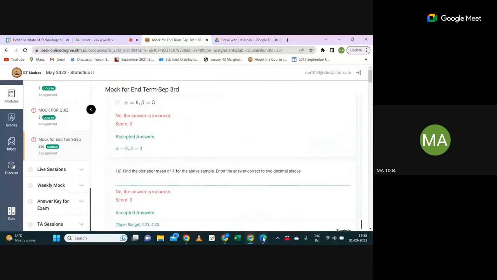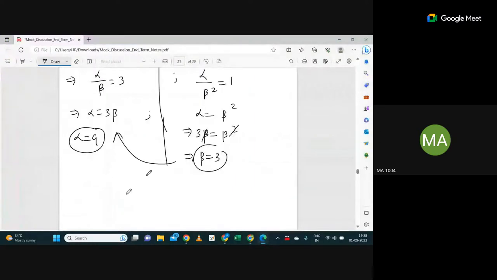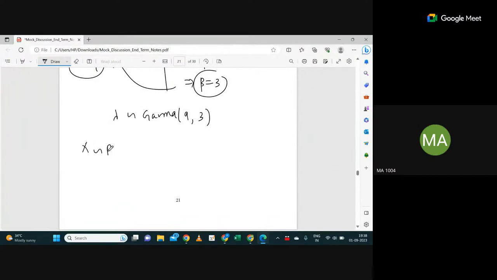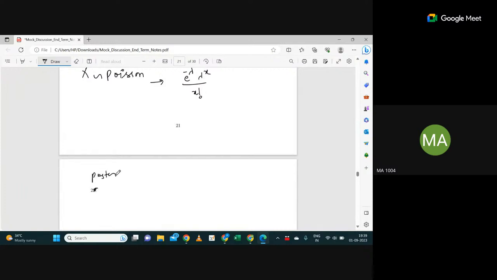To find the posterior mean of lambda, lambda follows a gamma distribution with parameters 9, 3. And the random samples follow Poisson. If it's Poisson, then what is the PMF? The PMF will be e raised to power minus lambda, lambda raised to power x divided by x factorial. To find the posterior, it's proportional to likelihood times prior. And how many samples are given? 10, sorry, 10.